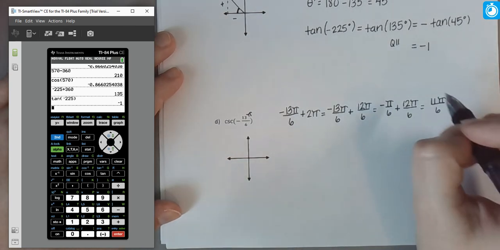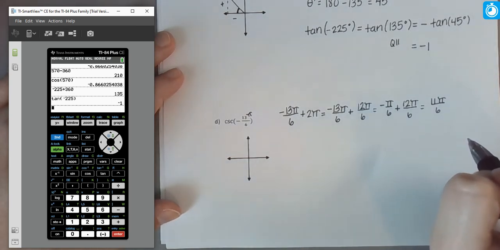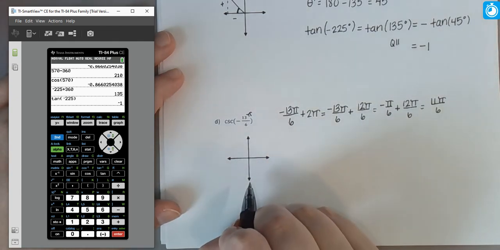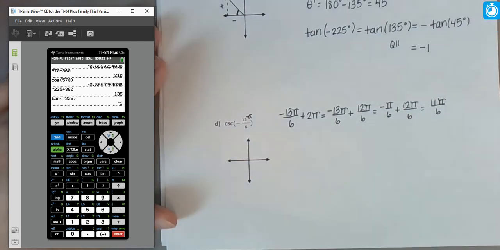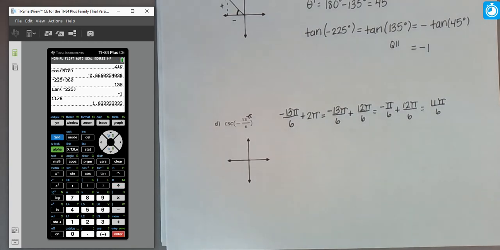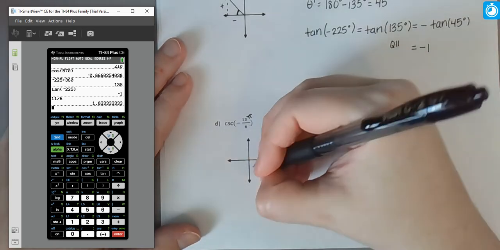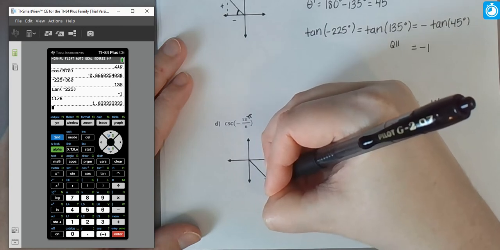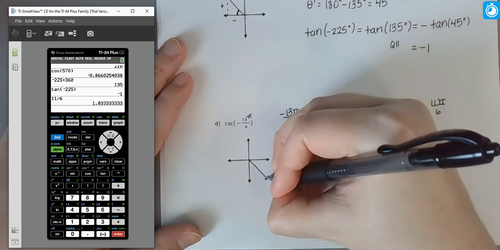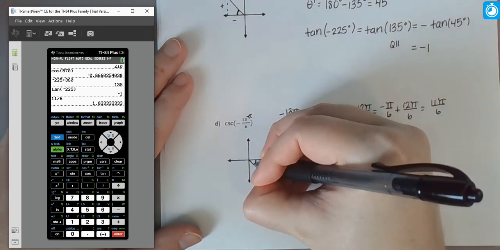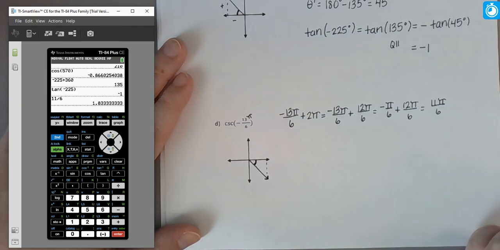So 11 pi over 6, where's that going to be? Well, this will be similar to the first part we did. Think of this as 0 pi, half pi, 1 pi, 1.5 pi, and then back to 2 pi. So 11 over 6, how many pi's is that? 11 over 6 is about 1.8 pi's. So it's between 1.5 pi's and 2 pi's. It's somewhere in that quadrant, in the fourth quadrant. So I'm going to draw my terminal side, draw my right triangle, which means my reference angle is going to be right here.